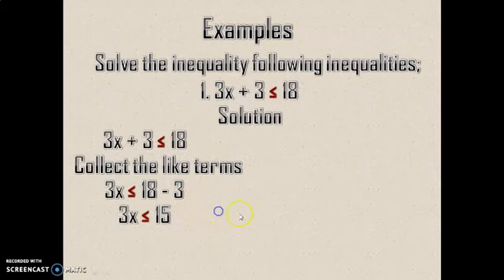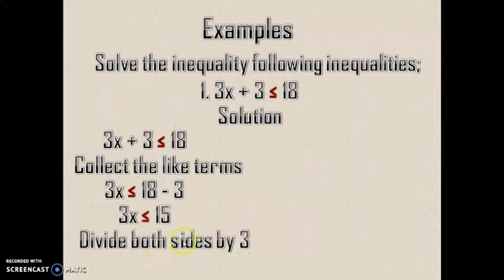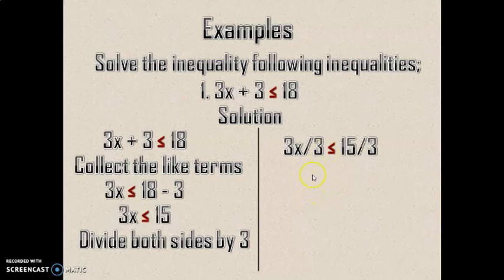Good. So we solve further by saying, divide both sides by 3. If you divide both sides by 3, you are going to have 3x all over 3 less than or equal to 15 over 3. Now look at this place. I said divide both sides by 3. I didn't say divide both sides by minus 3. So since we are not dividing both sides by a negative number, our direction will remain. We are not going to change the direction of this inequality. Are we on the same page? So 3 divided by 3, 3 cancels 3, we are left with what? With x.